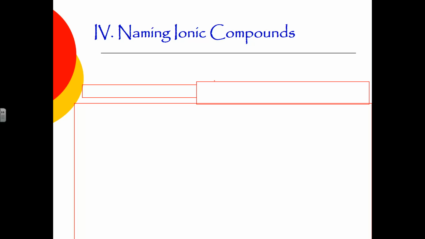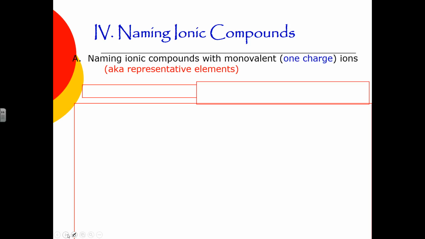This lesson is on naming ionic compounds. We're going to talk about three types of ionic compounds in this lesson. The first type, we'll call this type 1, are ionic compounds with monovalent or one charge ions. For the most part, these cations are from the representative elements families, groups 1A, 2A, and 3A.